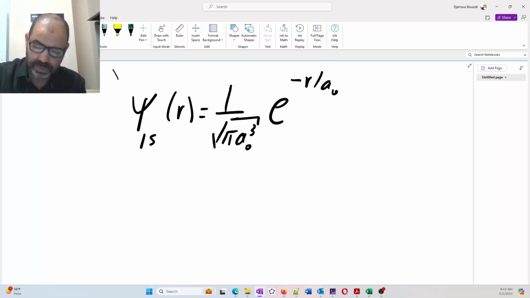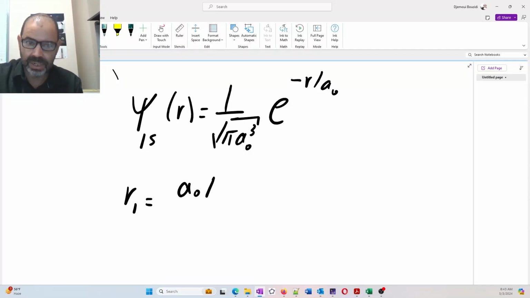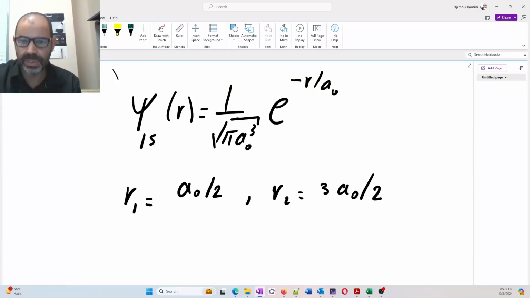So we did that, and also we checked that again it's normalized, but there was another part to it that I didn't know. It was brought to my attention actually, to see what is the probability of finding the hydrogen atom, or the electron, between positions r1 equal to a naught over 2 and r2, which is equal to 3 a naught over 2.